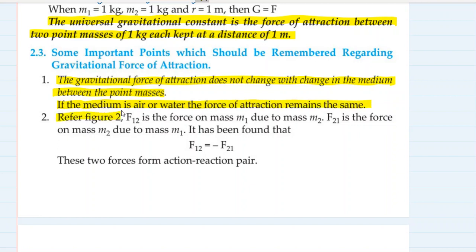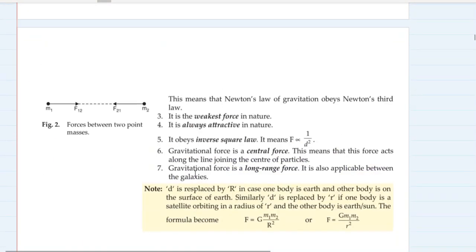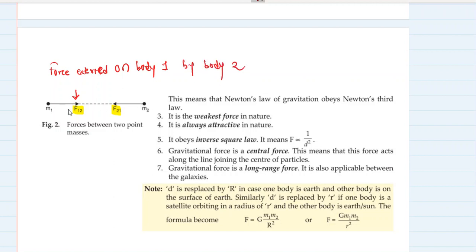Okay, refer to figure 2. You can see figure 2, mass m1 m2 is over here, F12 F21. Now can you tell me what is F12? F12 is force exerted on body 1 by body 2. So can you now similarly tell me what is F21? F21 is force exerted on body 2 by body 1.